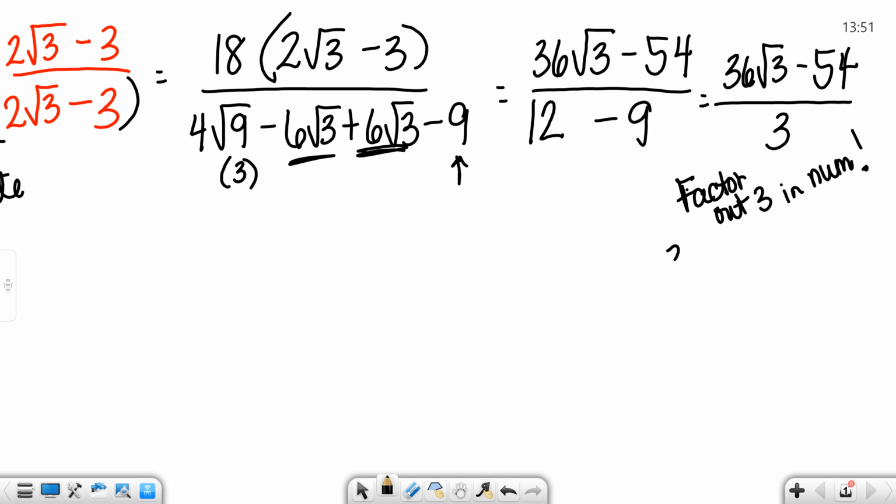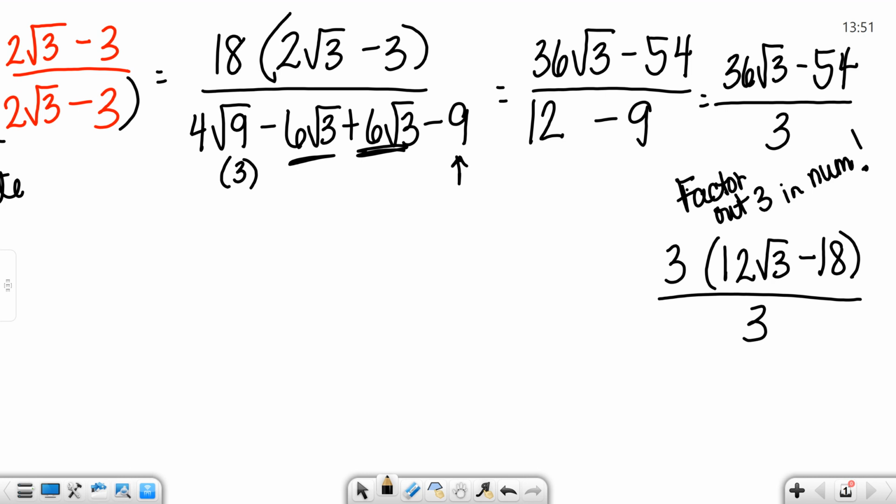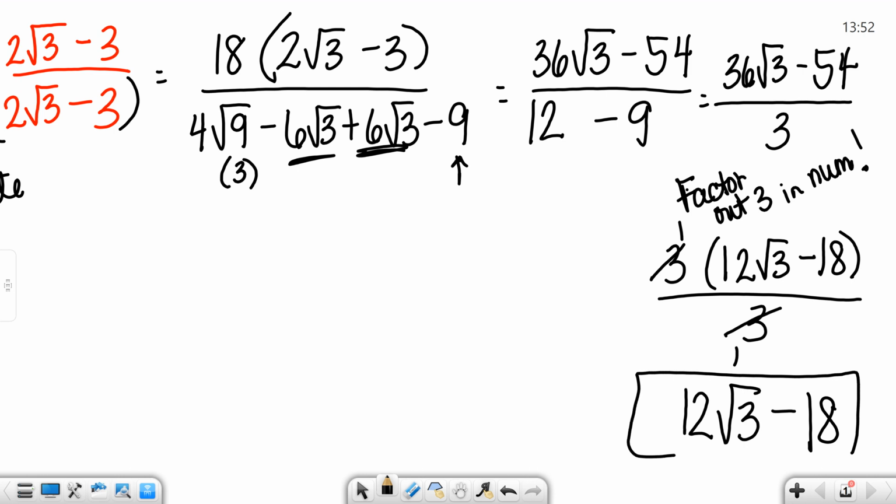All right, so we're going to do that. We're going to factor out a 3 in the numerator. And that would leave me with 12 on the square root of 3 minus 18 divided by, we still have that 3 in the denominator. Now the reason I did that is 3 can simplify. And my solution is 12 on the square root of 3 minus 18. My math lab does expect you to give all of your answers simplified. All right, so that's why we would use the conjugate, and that's how we would use the conjugate.